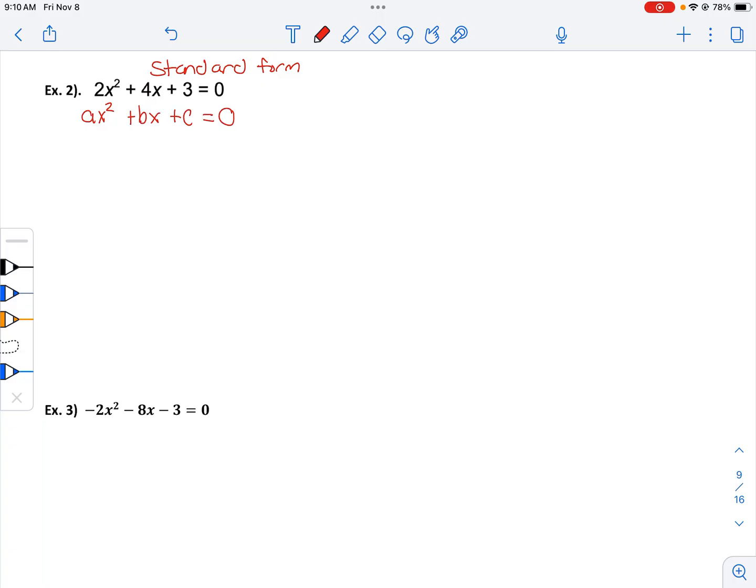When we're doing a quadratic equation, it's important to identify your a value, in this case 2, your b value is 4, and your c value is 3. Notice that a, b, and c are not variables. We will not be using x here, okay?